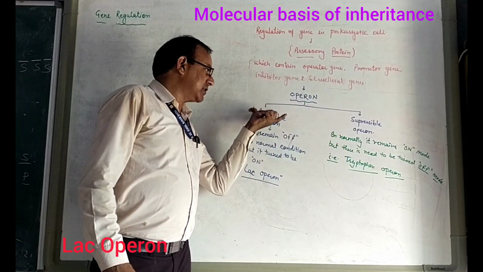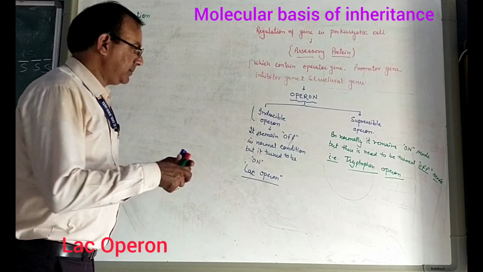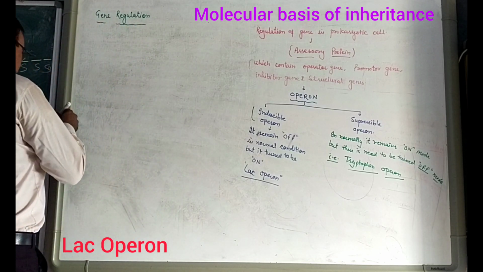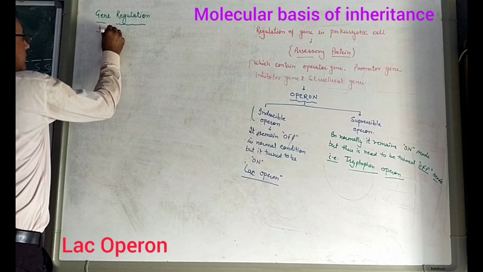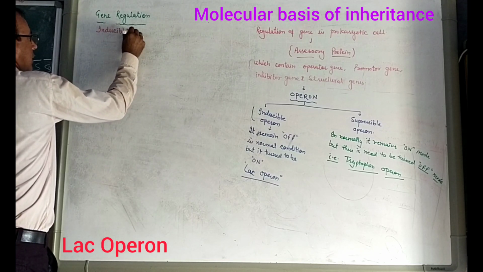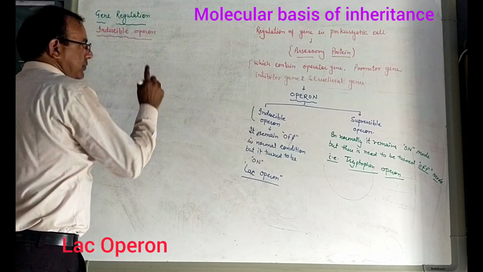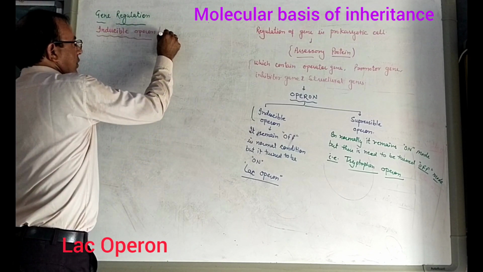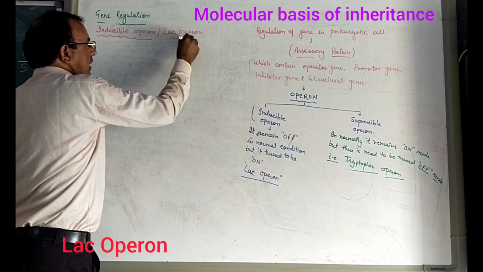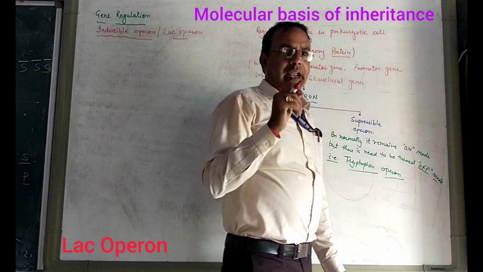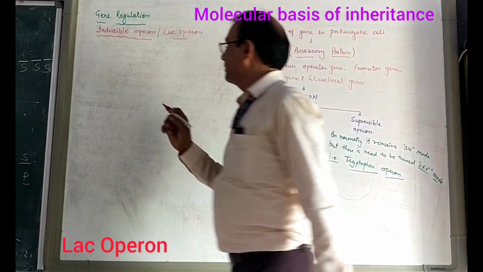In this part we will discuss inducible operon, or Lac Operon. Inducible operon. First of all, the Lac Operon. Lac Operon occurs in the prokaryotic cell, and it was proposed by two scientists, Jacob and Monod.